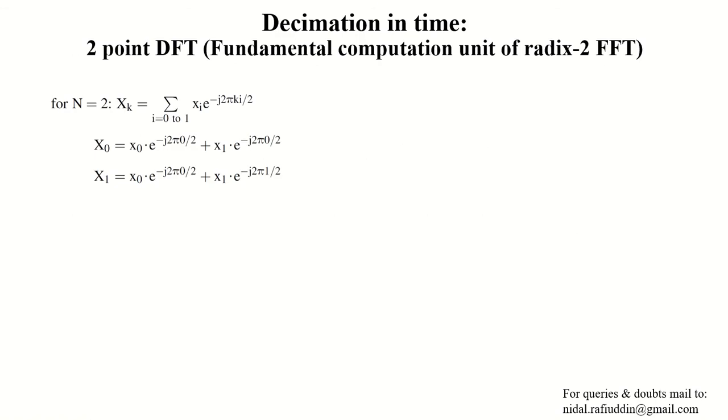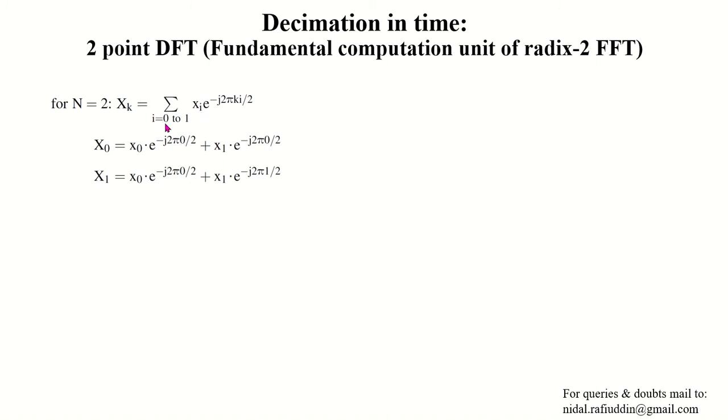Now if we talk about the 2-point DFT, it is nothing but the fundamental computation unit of radix-2 FFT. So we call it radix. The method that we are going to discuss today is the radix-2 FFT, and it is the decimation in time. Suppose that we are given a 2-point DFT, which is shown here. So we have X(k) written as summation from i equal to 0 to 1, or n equal to 0 to 1.